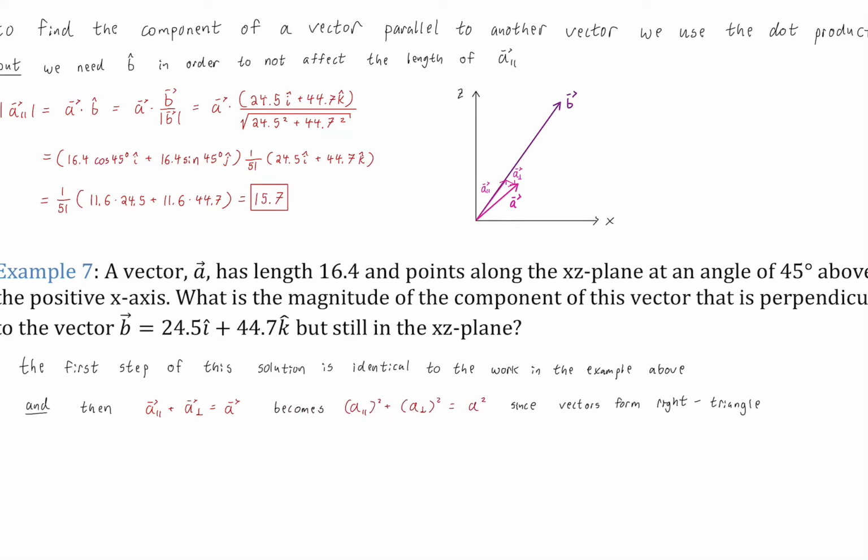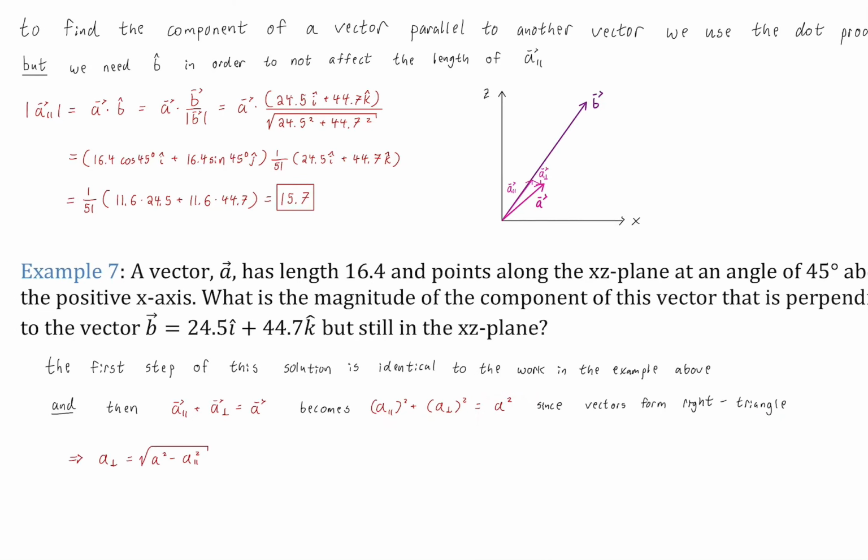And then, since they form a right triangle, A parallel squared plus A perpendicular squared just equals A squared. So then I can easily find A perpendicular by plugging in the numbers, and it's 4.6, much shorter, just like the picture suggests. So that is the component of A that is perpendicular to B, but still in the XZ plane. That's an important caveat, but it is exactly what's drawn.